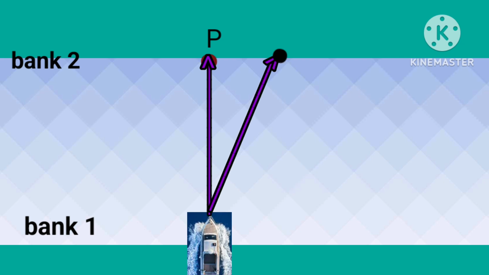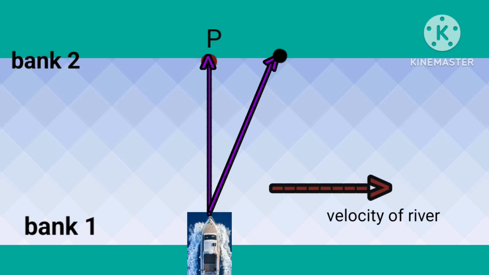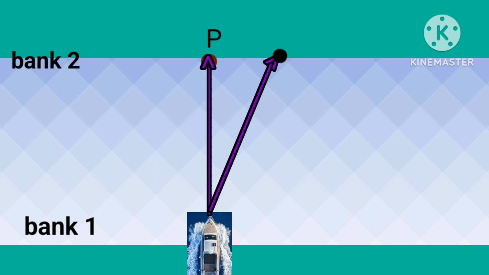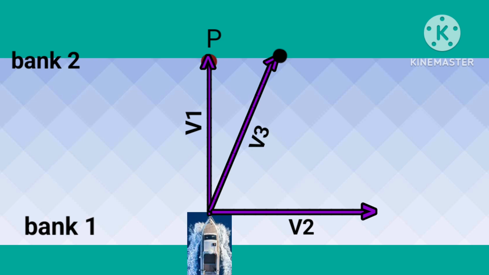We know that the motion of the boat is also influenced by the velocity of the river along with the velocity of the boat's engine. So the boat actually travels with a different velocity, which is the resultant of these two velocities. If vector v1 represents the velocity of the boat's engine and v2 represents the velocity of the river, then the resultant boat's velocity v3 will be the vector sum of these two velocities.